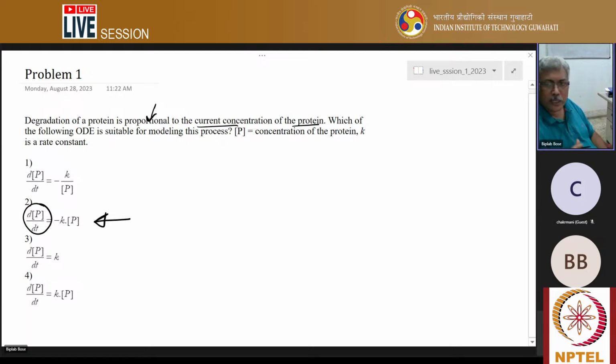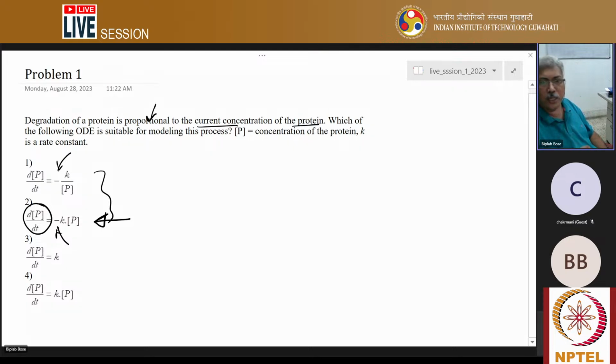Now all these 4 options have dp/dt. Fine. Now I will look at the right hand side. The first important thing, by degradation, what is happening? The amount of the protein is decreasing. That means I should have a minus sign here. Okay, I have 2 options where I have a minus sign. Now I have to differentiate between these 2, the first option and the second option.